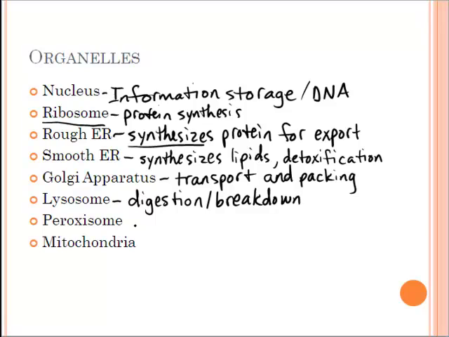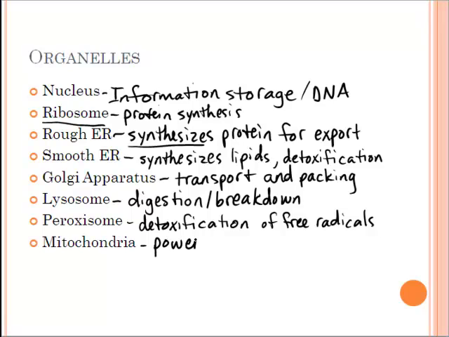The peroxisome also functions in detoxification. This is where alcohol is detoxified. And then also free radicals that are formed in metabolism are detoxified in the peroxisome. And then there's some mitochondria. This is often called the powerhouse of the cell. This is where ATP, that we talked about in the last lecture, the energy currency of our cells, is produced inside our cells. So there are the different organelles and their functions.